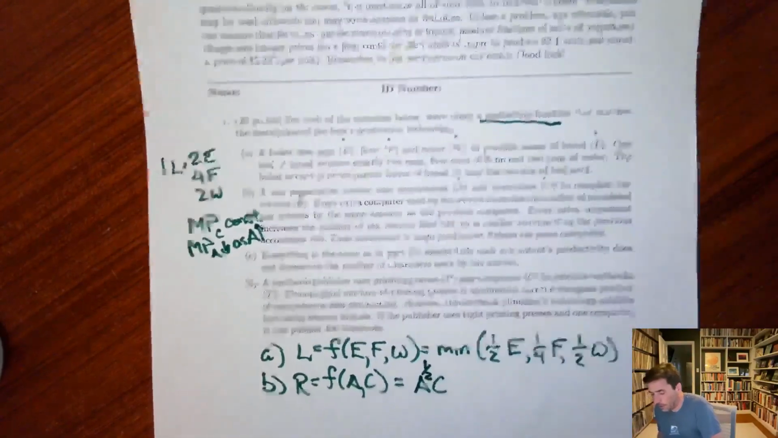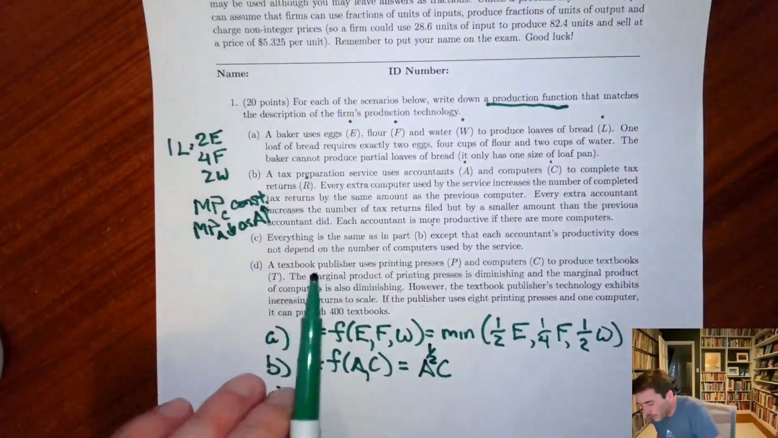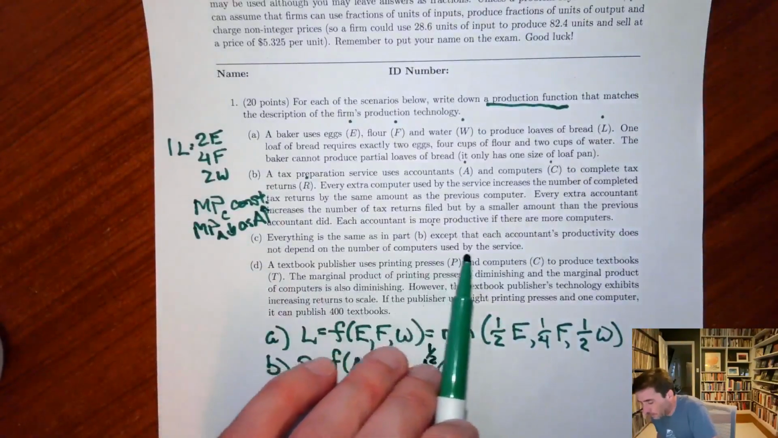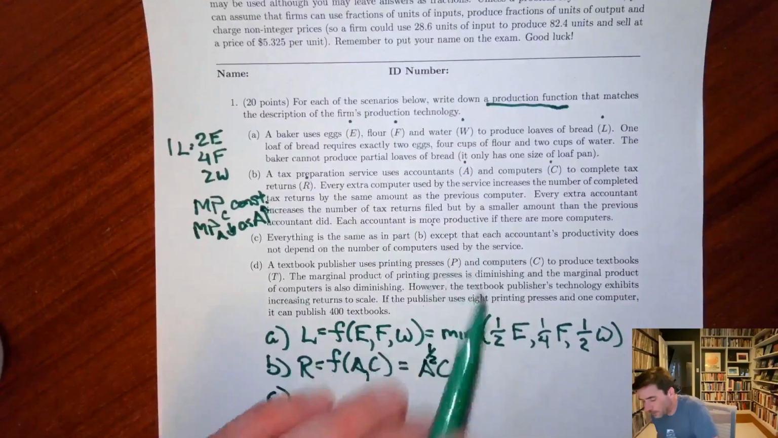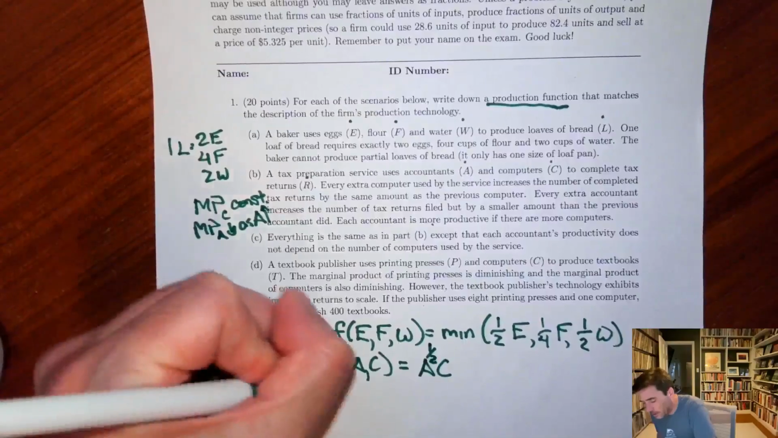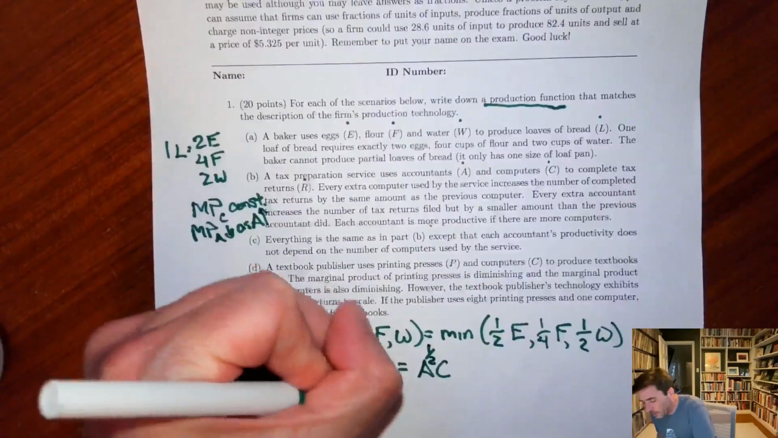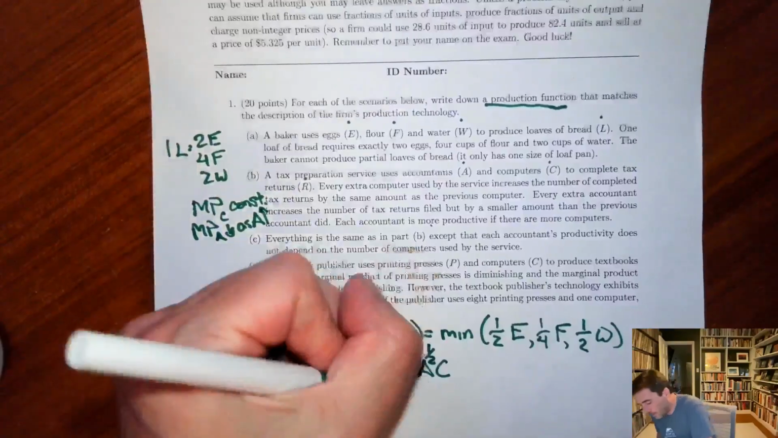Okay. All right. Moving on to part C now. Everything is the same as in part B, except that each accountant's productivity does not depend on the number of computers used by the service. All right, so we can knock this part out quickly. Same production function in the sense that it still returns R as a function of accountants and computers.